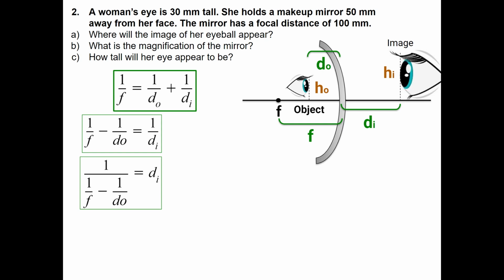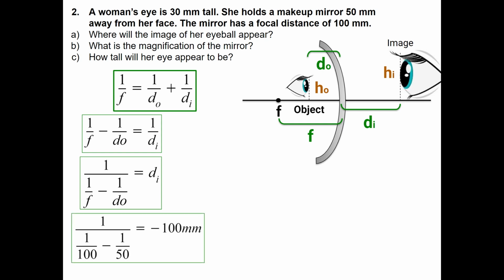So now we've just taken the whole equation and flipped it on its head. And that's an okay algebra move to do because you did the same thing to both sides. As long as that happens, you can do pretty much anything you want when it comes to algebra. Okay, so now let's plug our numbers in. What was F? F is the focal length of the mirror, and in the problem they say the mirror has a focal distance of 100 millimeters.